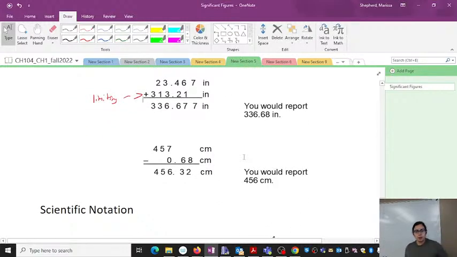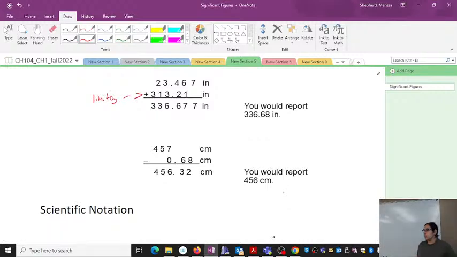Same thing for subtraction. Again, this can get you some funny scenarios sometimes. We have 457 minus 0.68, but we had no accuracy here. We don't have anything after the decimal point. So unfortunately, we can only report to our whole number, so we would write 456 centimeters.